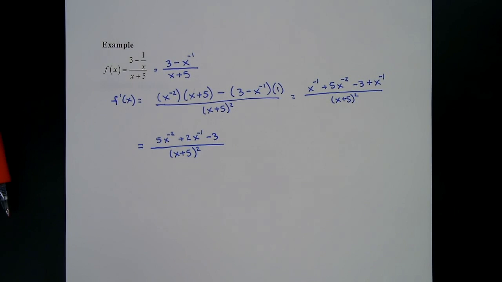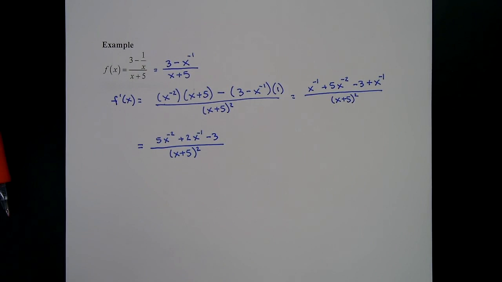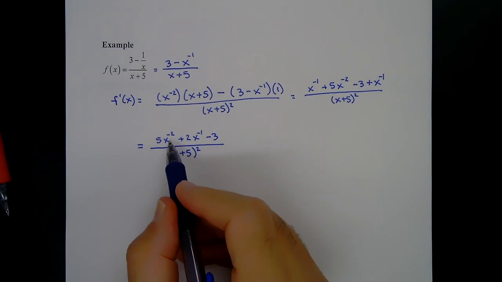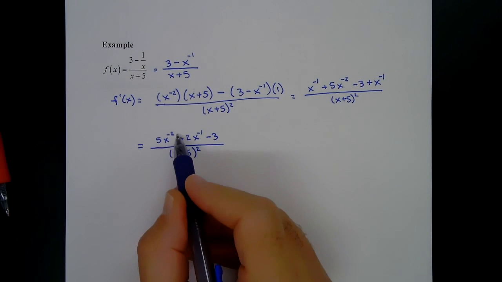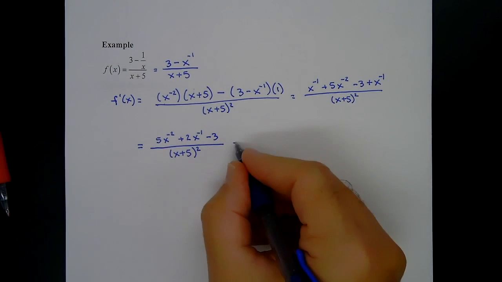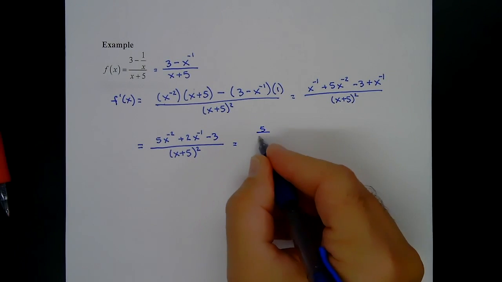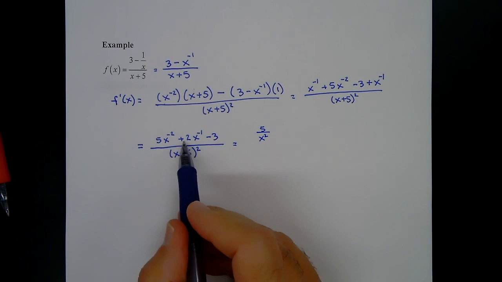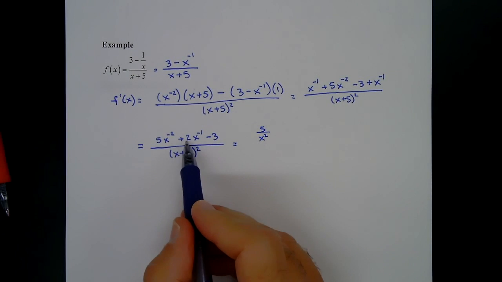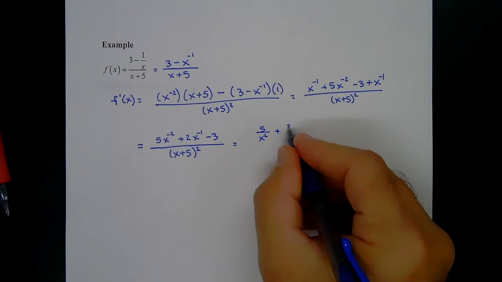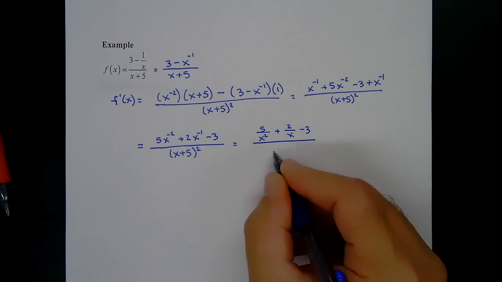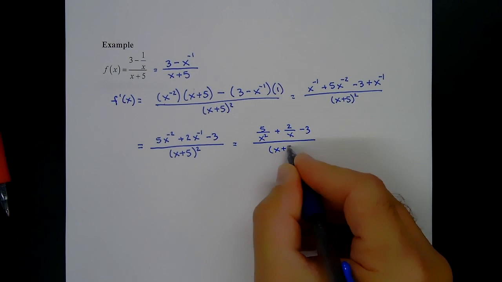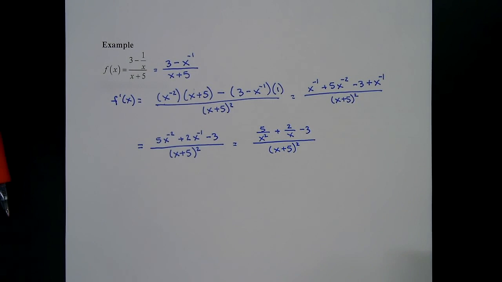Okay, so we don't want any answer with negative exponents, okay? We want positive exponents, okay? So what does x to the negative 2 mean? It means 1 over x squared. So this becomes 5 over x squared. And then plus, and this is 1 over x, so this becomes plus 2 over x. And then minus 3 all over x plus 5 squared.